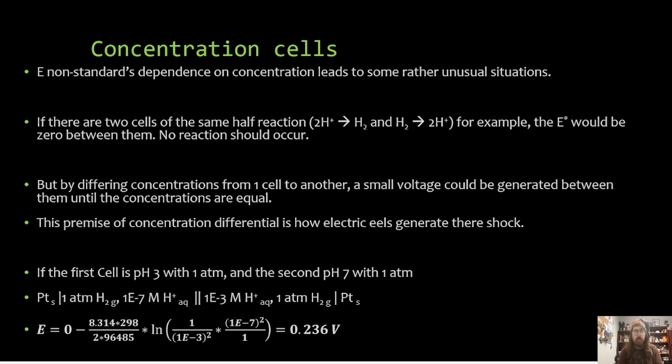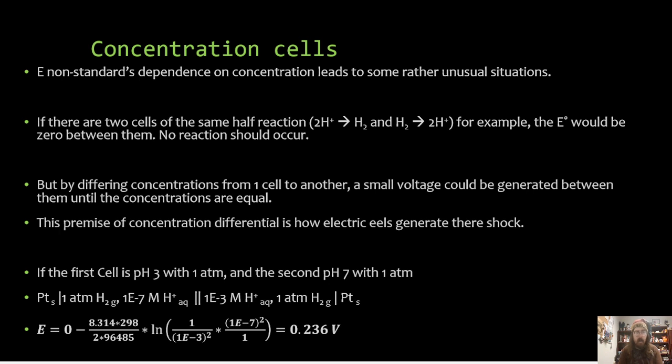E non-standard's dependence on concentration leads to unusual situations where you can have two half cells that are essentially the same reaction. You can have copper going to copper 2 plus and copper 2 plus going to copper. And normally the cell potential between those two is 0 because E standard, A minus A, is always going to cancel out and leave you 0.